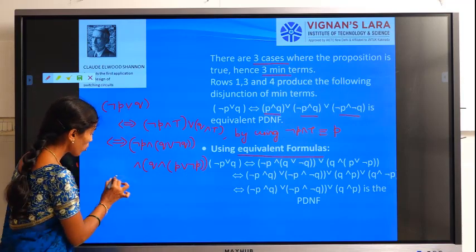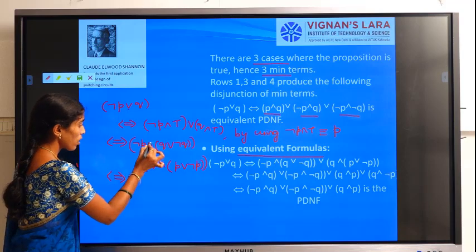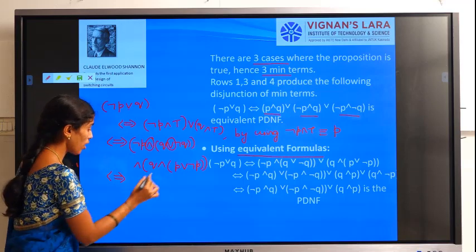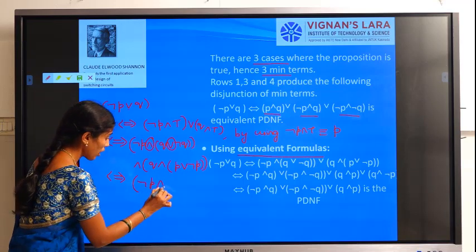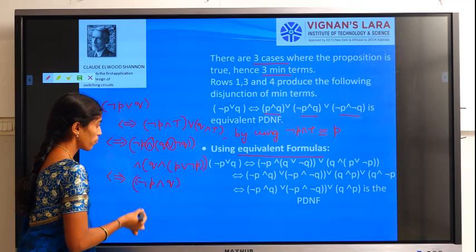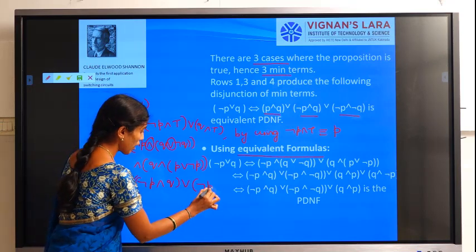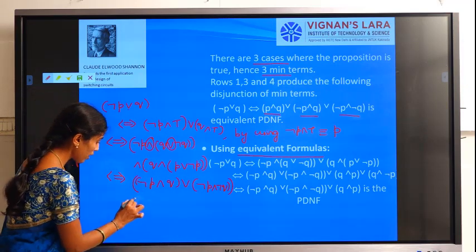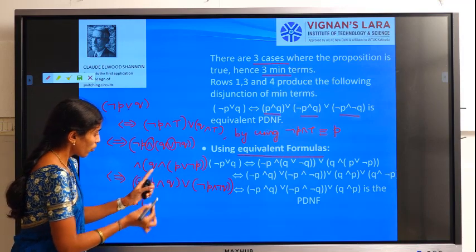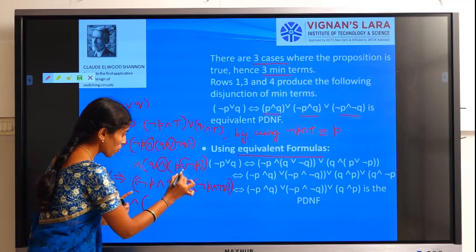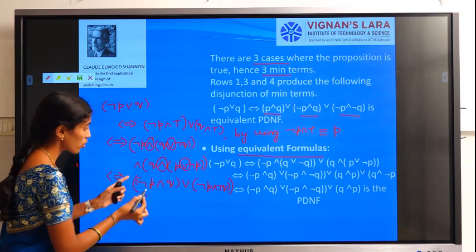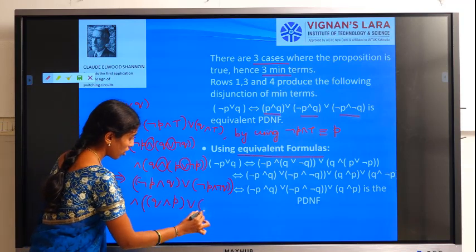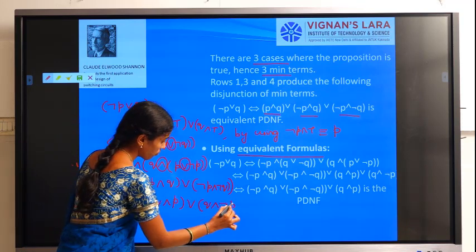Now using the distributive law, one symbol is AND, the other symbol is OR. We use the distributive law. Negation P and Q or negation P and negation Q. The first bracket is completed, then the AND symbol. Again one symbol is AND, the other symbol is OR. If the symbols are different, we use the distributive formula. Q and P or Q and negation P.